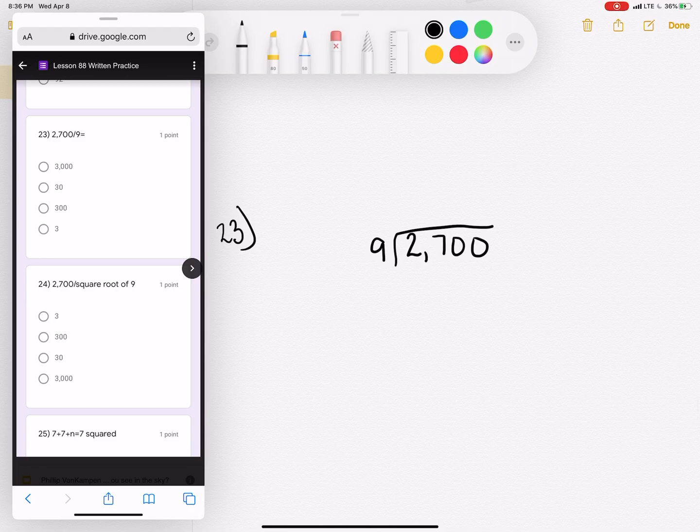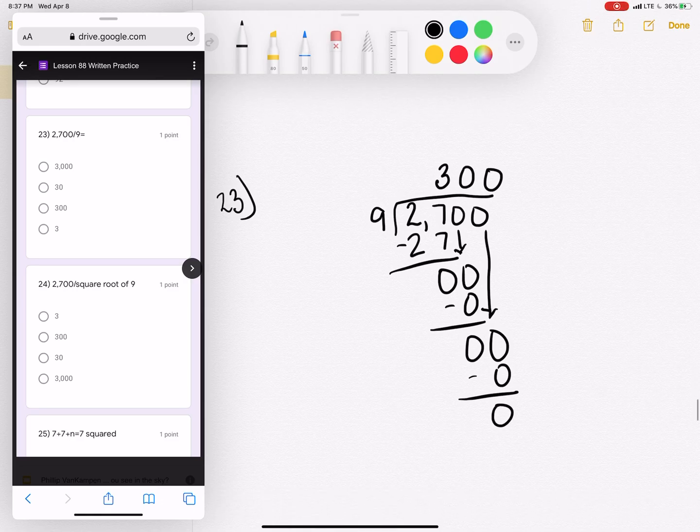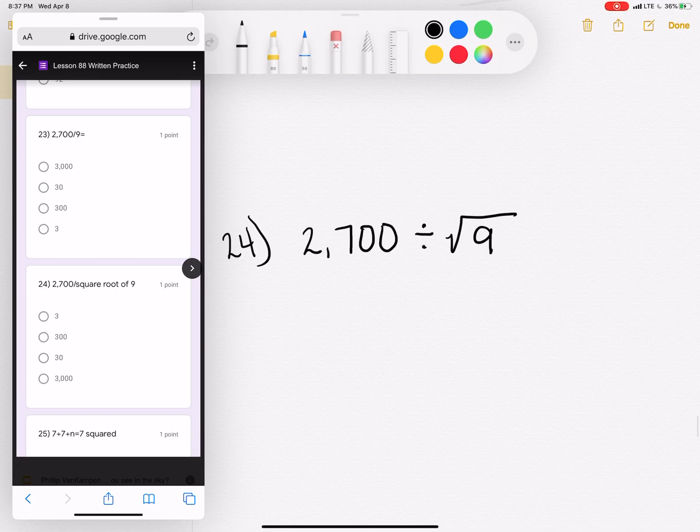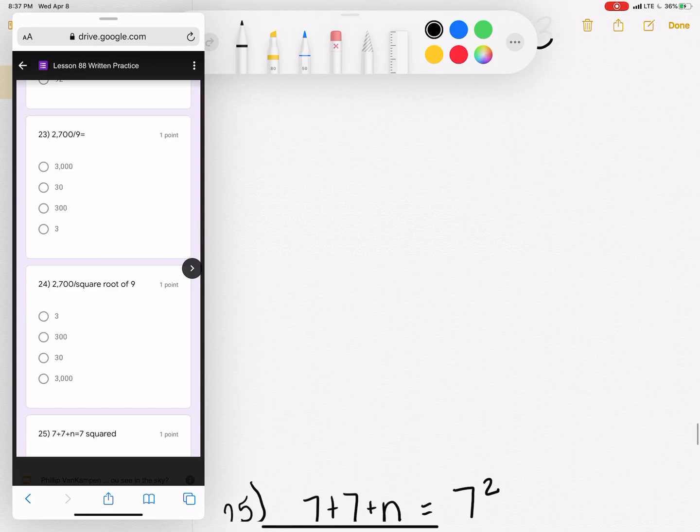Number 23. 9 times 3 is 27. There's nothing left here. Some of you can probably already guess correctly what the answer is going to be, but I'm going to just go through the steps. How many 9s are in 0? 0. Bring down this 0. 0, 0, 0. 300. This is the exact same problem because what is the square root of 9? 3. So the answer to number 23 is 300. The answer to number 24 is 300.